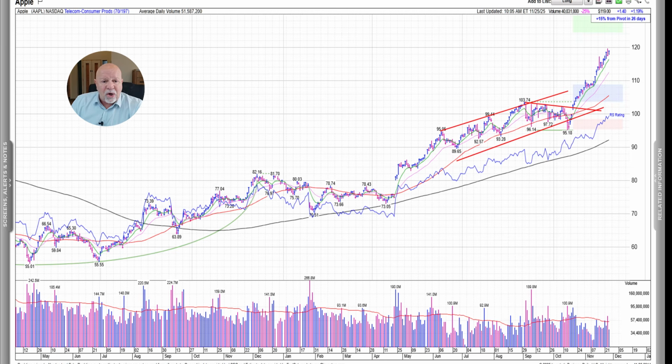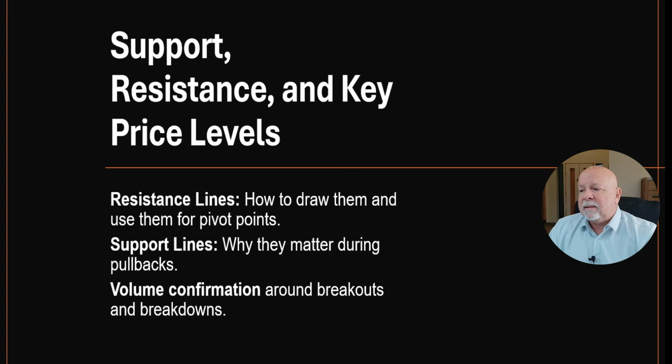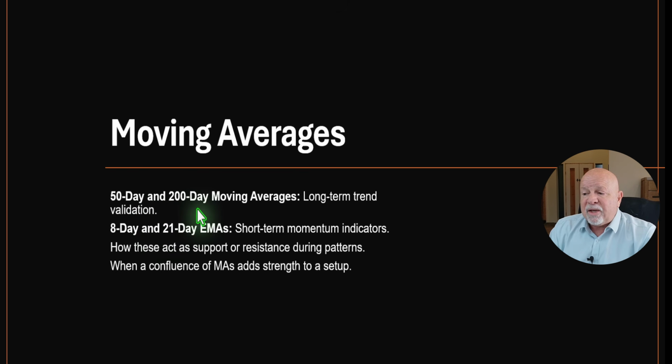All right, so I've talked about resistance lines, support lines, and volume confirmation around breakouts. And I'm going to show you this a little bit more. Moving averages, 50-day, 200. You want to put those on your chart. You want to put the 8 and 21 EMAs on there. And you want to start studying how they act as support or resistance during the patterns. Okay. Now, when you get a bunch of moving averages moving in the same direction, you're getting a lot of confirmation. Confirmation increases your probabilities.